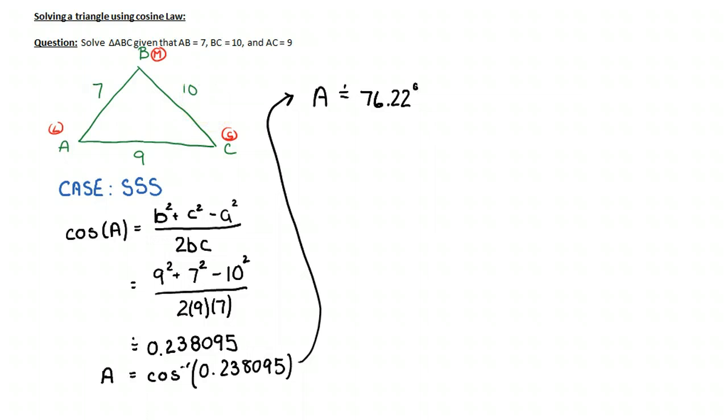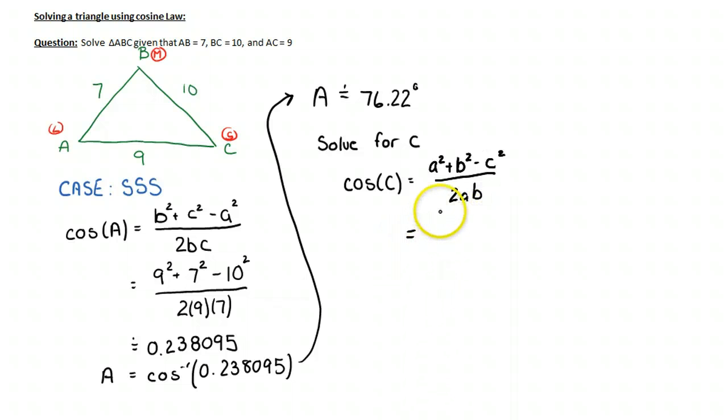So now let's do C. We're going to solve for C. So cos of C is equal to a squared plus b squared minus c squared all over 2ab. So a squared, if we look, a is 10, so 10 squared plus b is 9, 9 squared minus 7 squared all over 2 times 10 times 9.